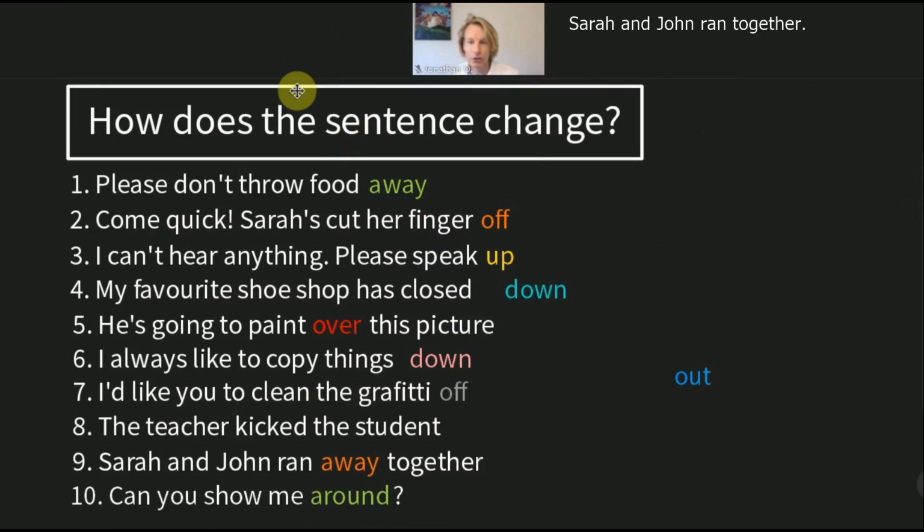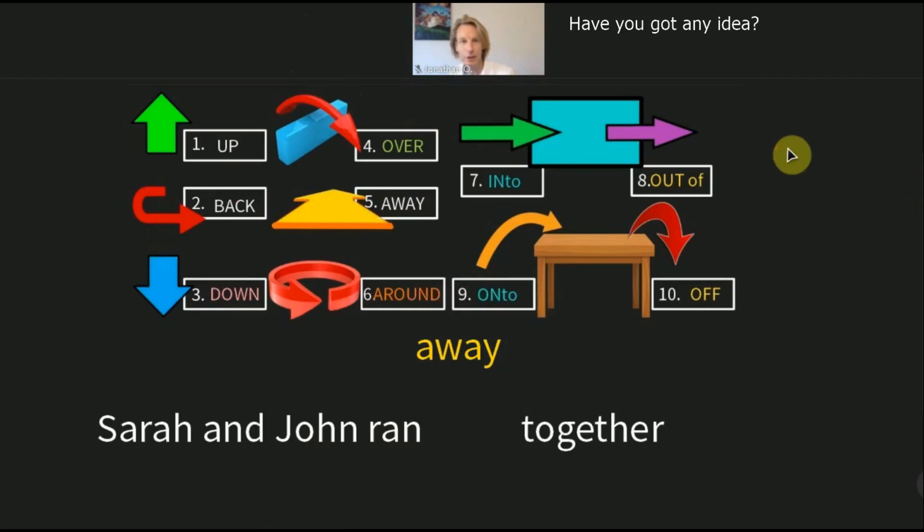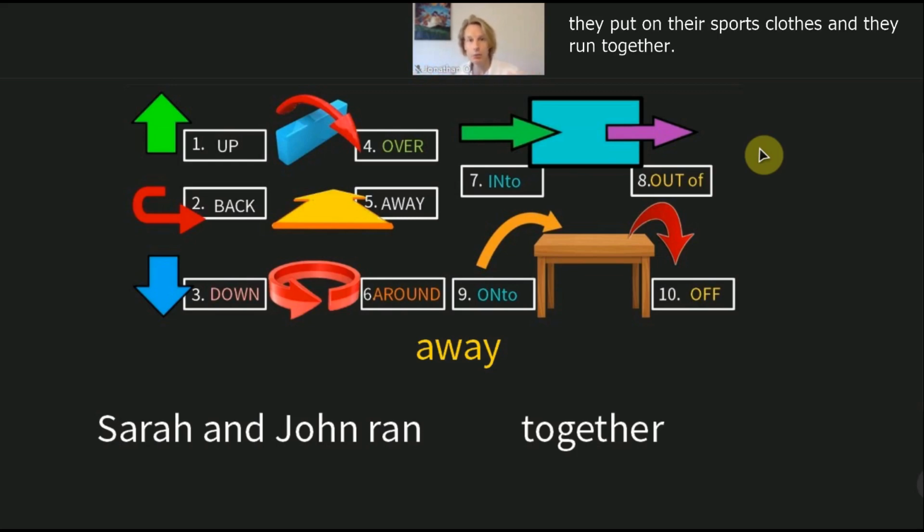Sarah and John ran together. Sarah and John ran away together. Let's have a look. Have you got any idea? Sarah and John ran together. Sarah and John like running. They are brother and sister. And in the evenings after work, they put on their sports clothes and they run together. And so yesterday, they ran together, as they always do.